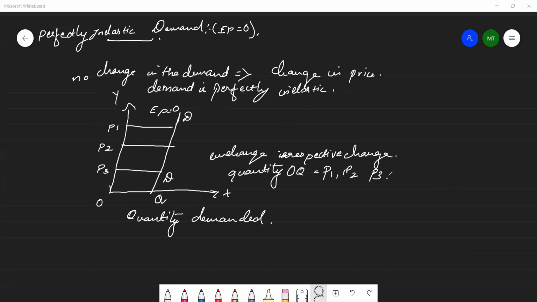That's all. Then the third one is relatively elastic demand.